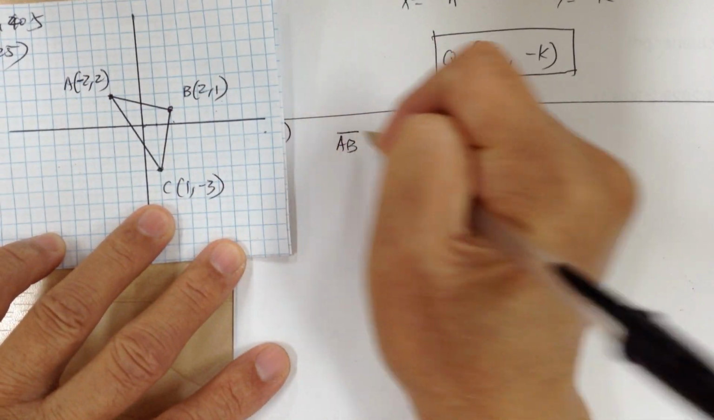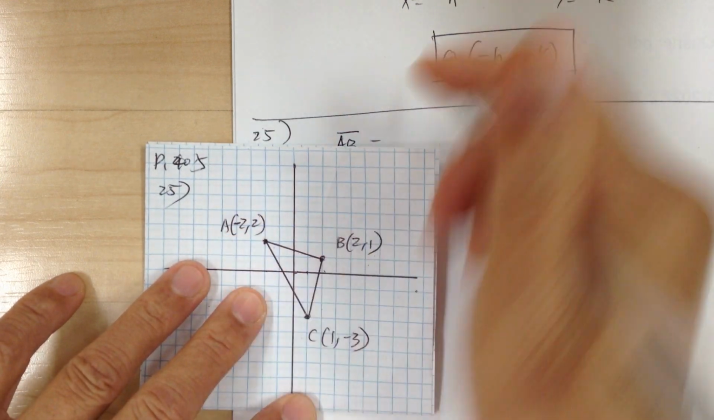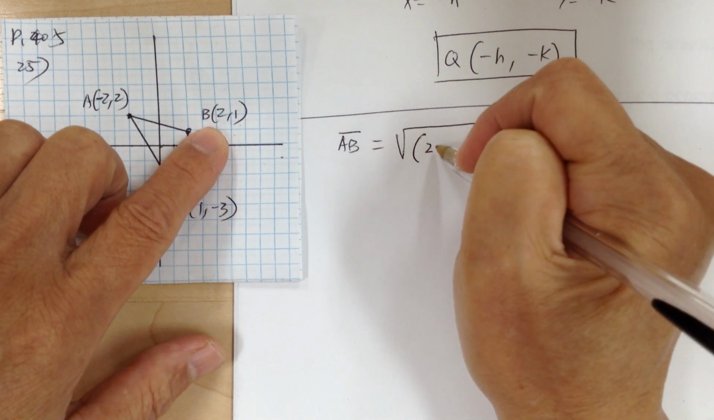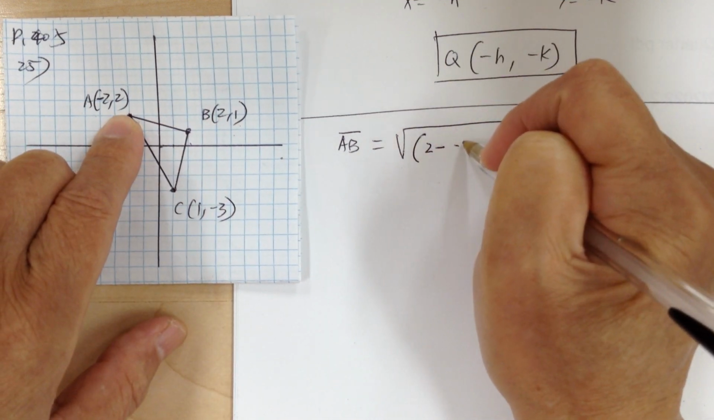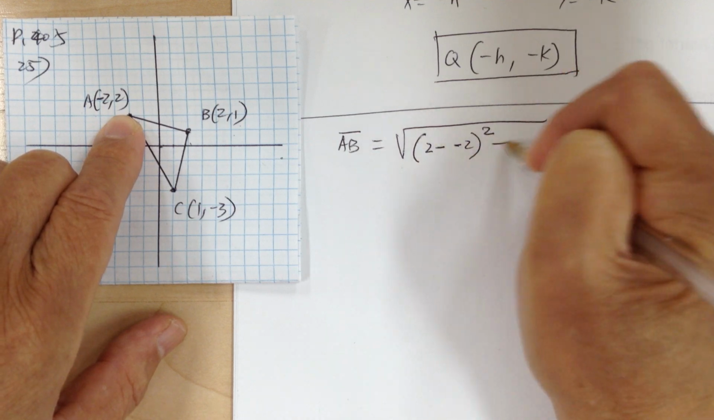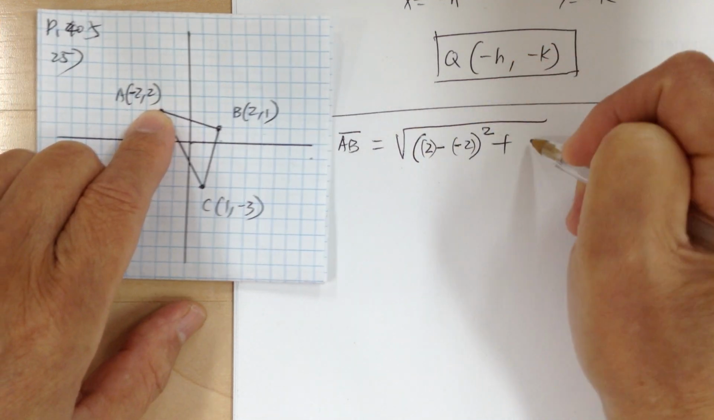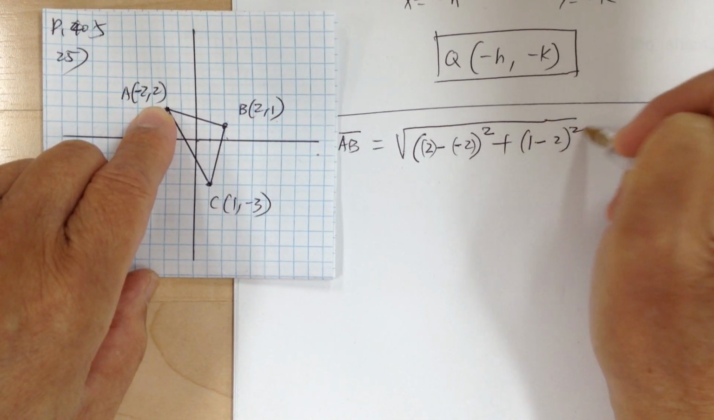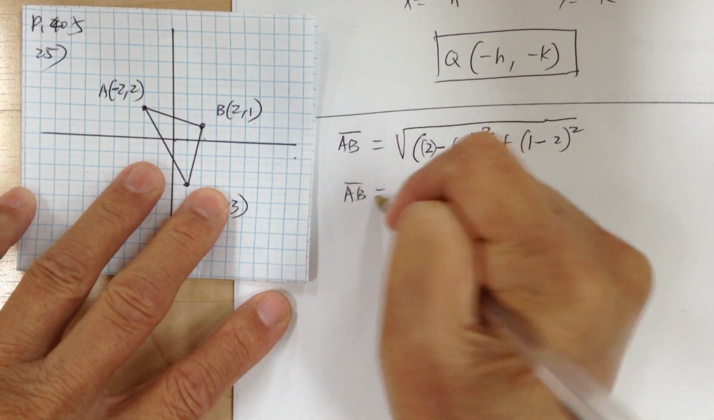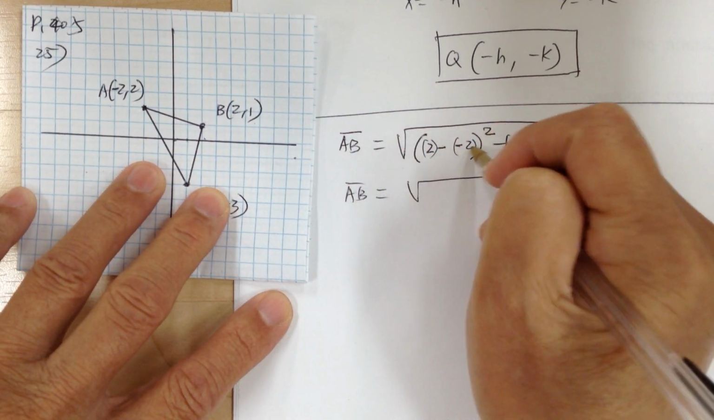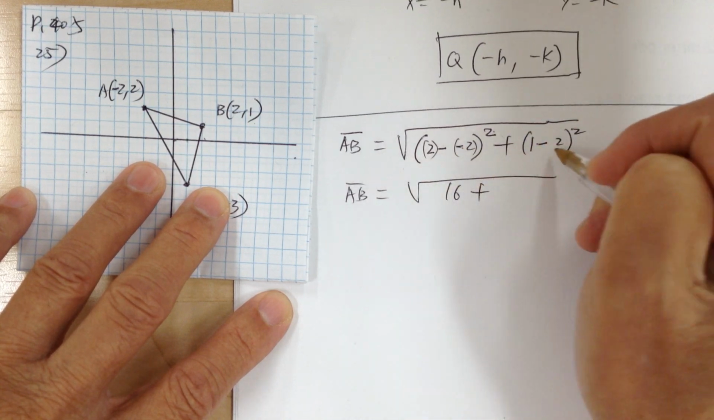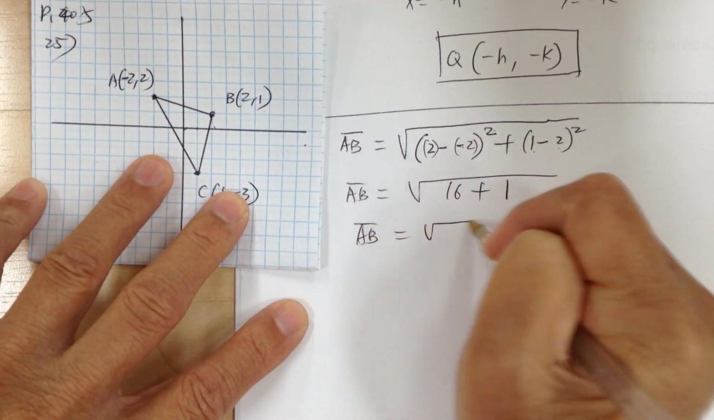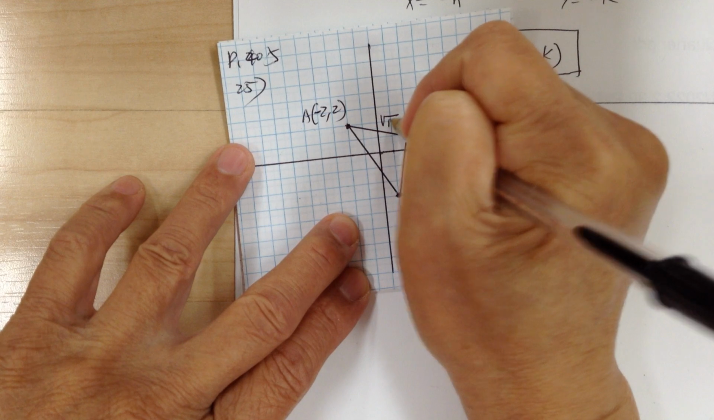So AB, you have to use these 2 points. You have to use the distance formula, so you're going to get the square root of 2 minus, so x2 minus x1, squared, plus y2 minus y1, squared. So the length of AB will equal the square root of, this will give you 4, 4 squared is 16, and this is negative 1 squared, which gives you 1. So AB equal to square root of 17.